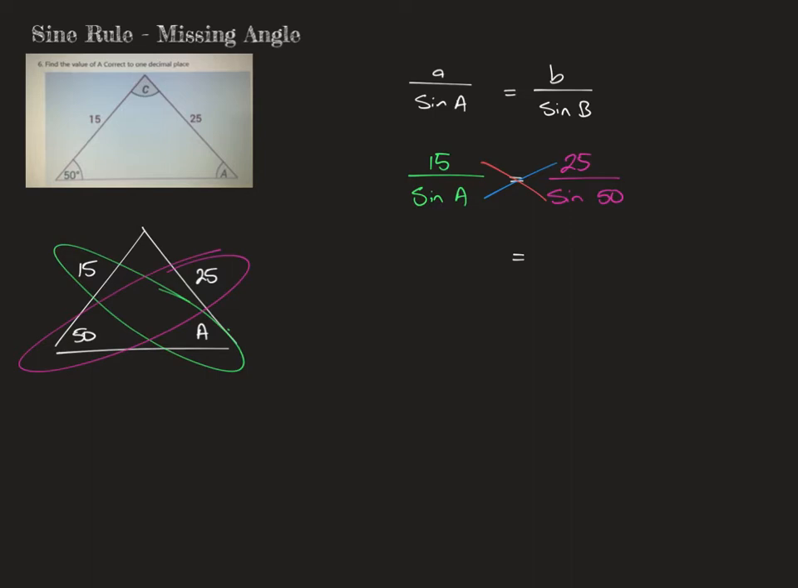Now, just based on what I've been doing the last couple of questions, like I always say to you, just out of habit, I try and keep my unknowns to the left-hand side. So because I like to keep my unknowns to the left-hand side, I'm going to do these blue ones here first. The blue ones there will give me 25 times sine A.